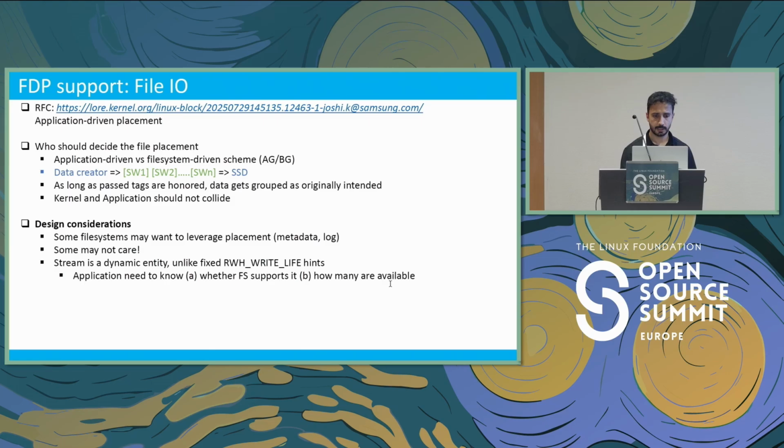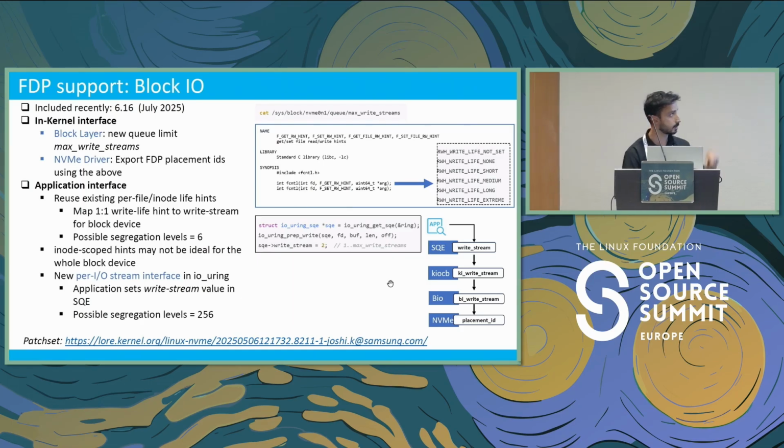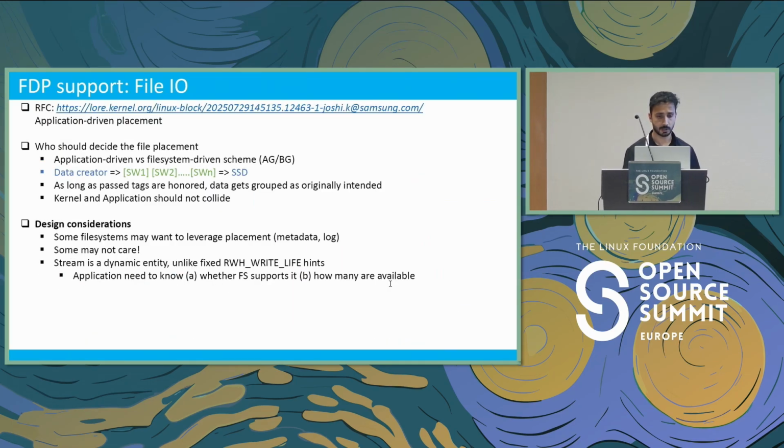And the last thing here is that the stream is a dynamic entity, unlike those hints. Those hints were fixed, while streams would actually vary depending on the device. So you may have 0 streams, you may have n number of streams, you don't know, right? So you need to query how many are available. This was a bit simple because those lifetime hints are fixed, but these are not.